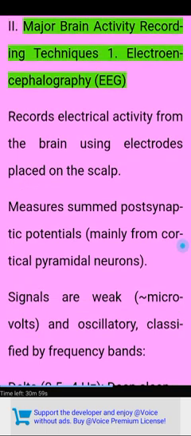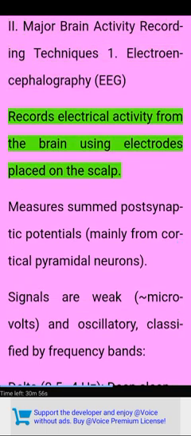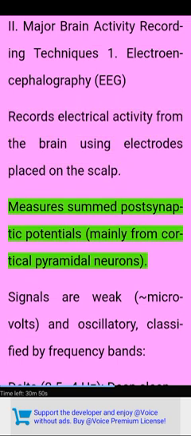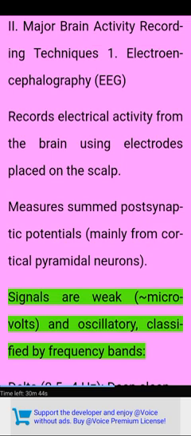2. Major brain activity recording techniques. Electroencephalography (EEG). Records electrical activity from the brain using electrodes placed on the scalp. Measures summed postsynaptic potentials, mainly from cortical pyramidal neurons. Signals are weak, in the microvolts, and oscillatory, classified by frequency bands.